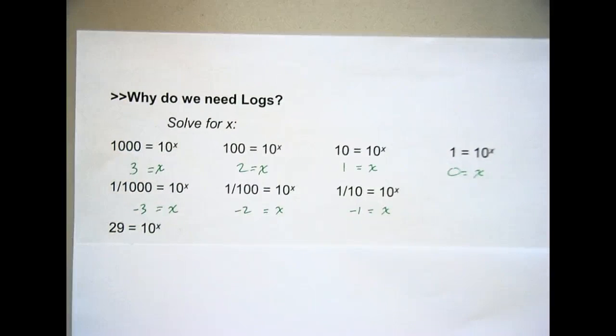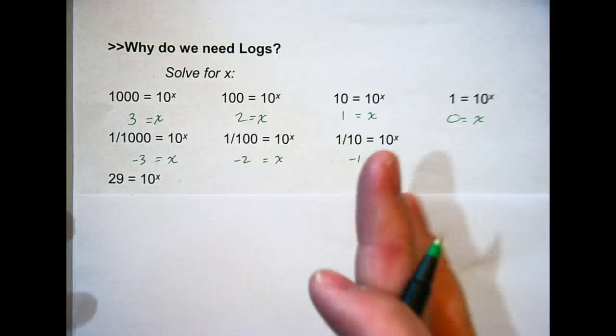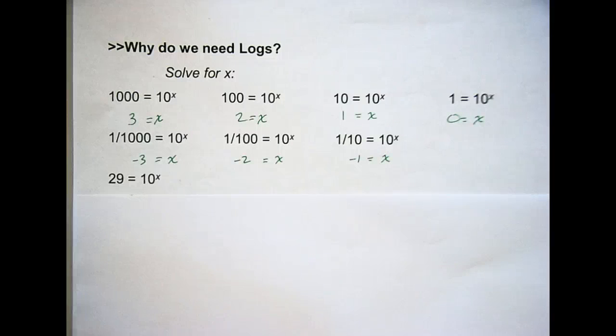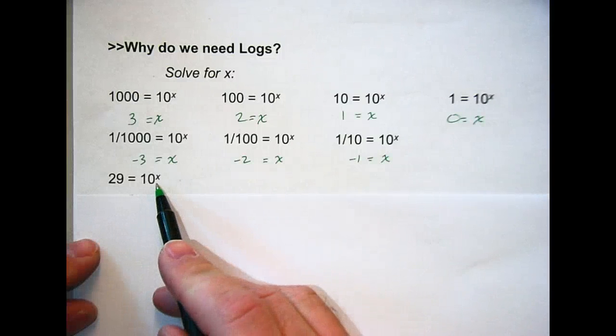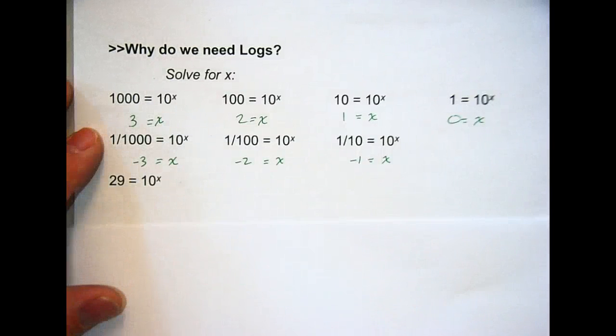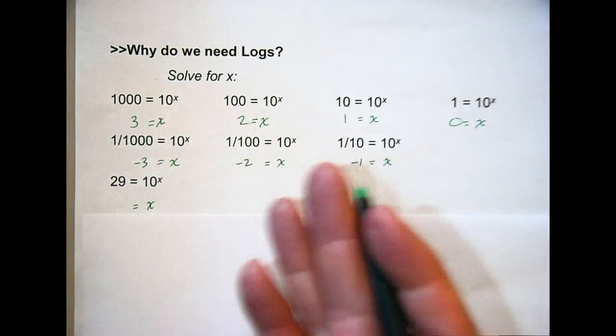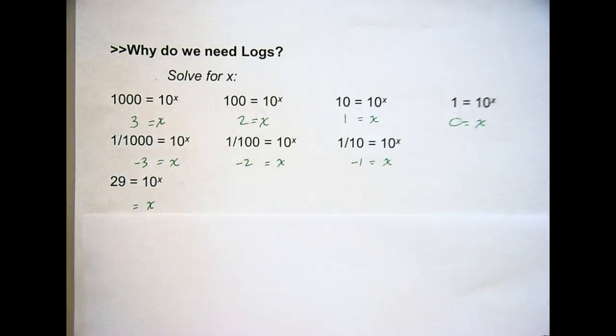What's the answer to that one? 10 to what power is 29? So the process we'd have to normally go through is a guess and check process. I mean, we could say, well, 10 to the first is 10. 10 to the second is 100. It's in between. X is in between what two numbers? It's in between 1 and 2. Probably closer to 1.